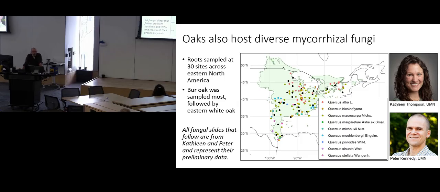Oaks also host really diverse mycorrhizal fungi. So to get at the mycorrhizal communities, roots were sampled across 30 sites in eastern North America. Bur oak was sampled most, followed by eastern white oak and all the co-occurring white oak species. This is work that's being analyzed by Kathleen Thompson, and the sampling effort was led by Peter Kennedy and his lab before Kathleen started on the project.